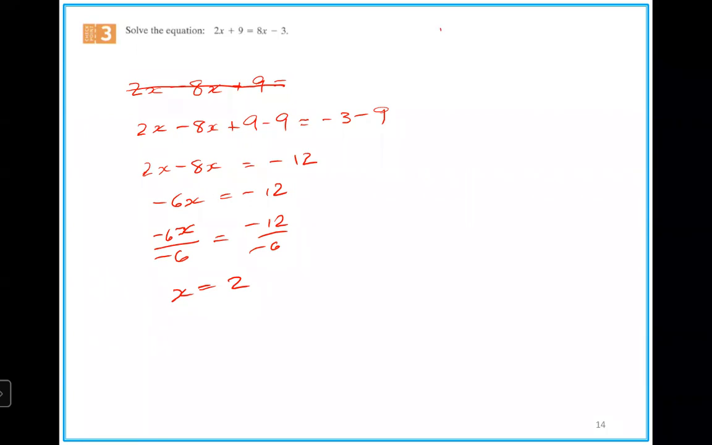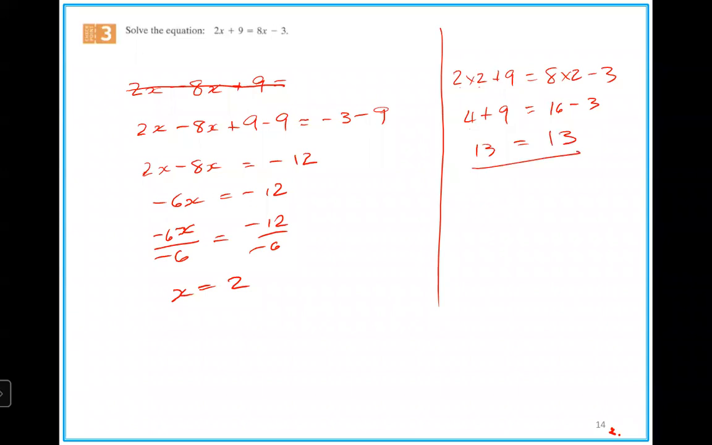And if you want to check your answer, you'd say 2 times 2 plus 9 equals 8 times 2 minus 3. 2 twos are 4, plus 9 equals 16 minus 3. 4 plus 9 is 13, and 16 minus 3 is 13. So that's a true statement. Therefore, x is equal to 2. So this would be your check.